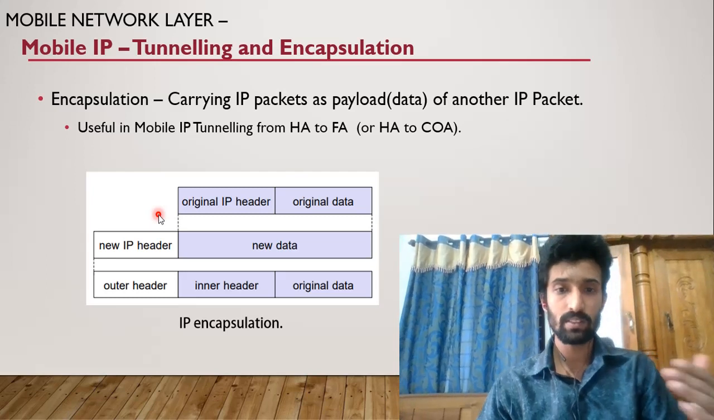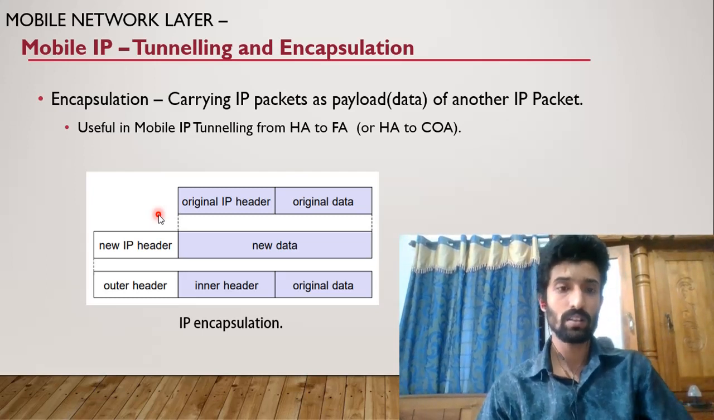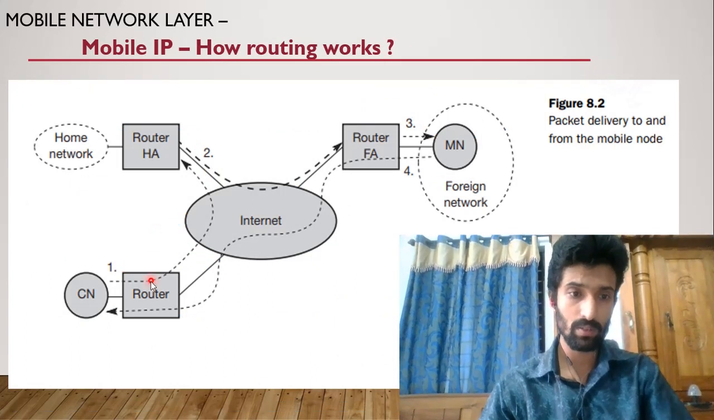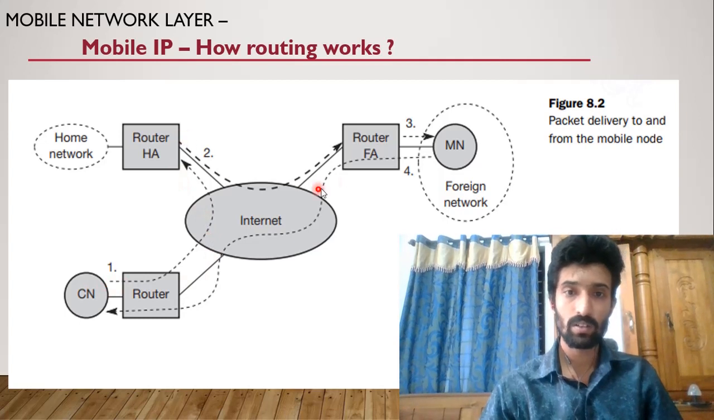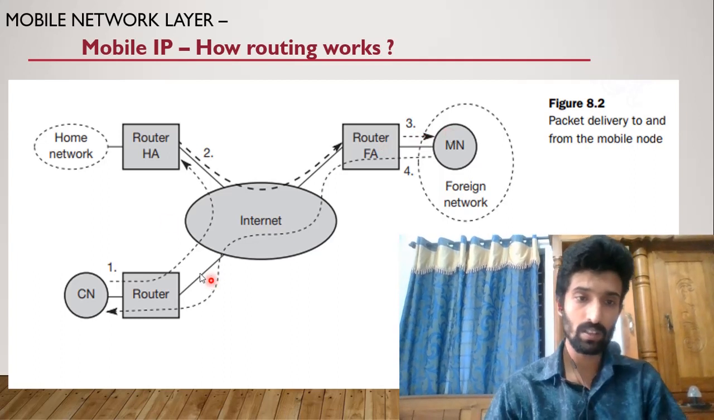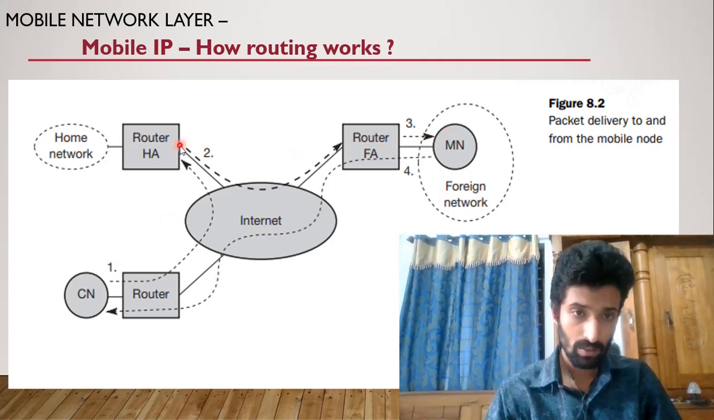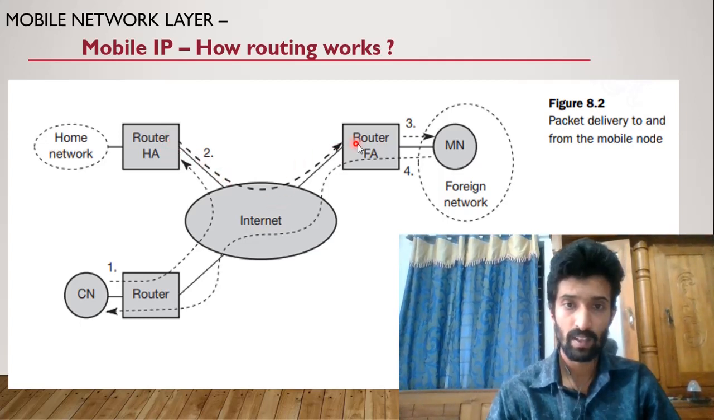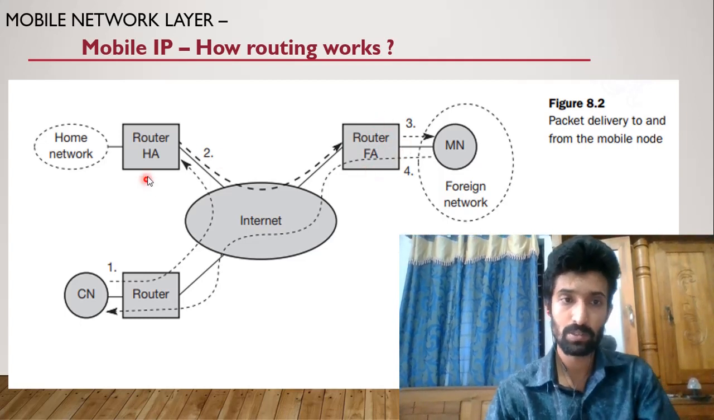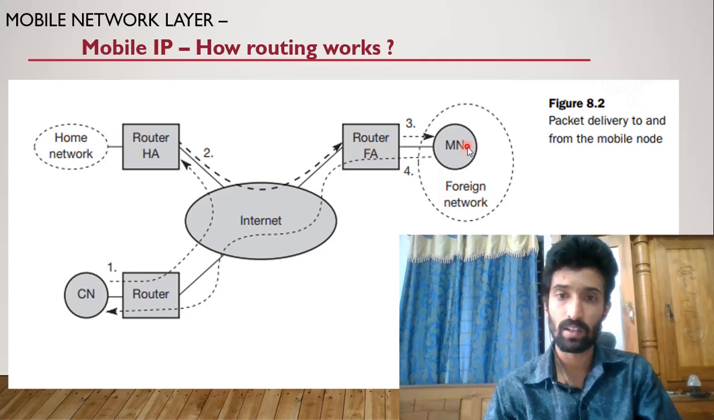Before explaining that, we will just see how the registration path, so how the tunneling is happening. First, communication happens from the CN to the router, then router to home agent to the foreign agent, then to the MN. So the CN sends a packet with one IP address, and the home agent forwards the packet with another IP address. Whenever it reaches the FA, it will remove the IP address which is put by the home agent and then deliver the packet to the MN.